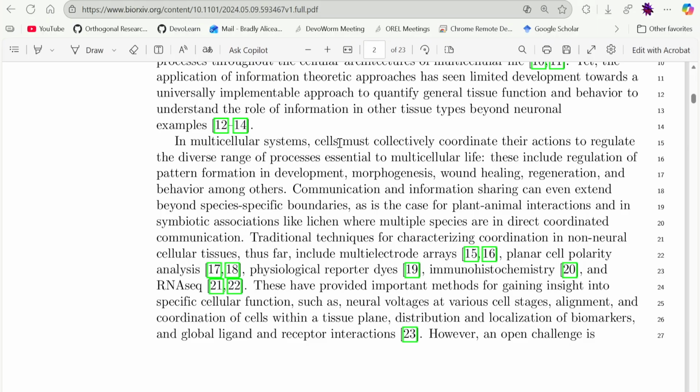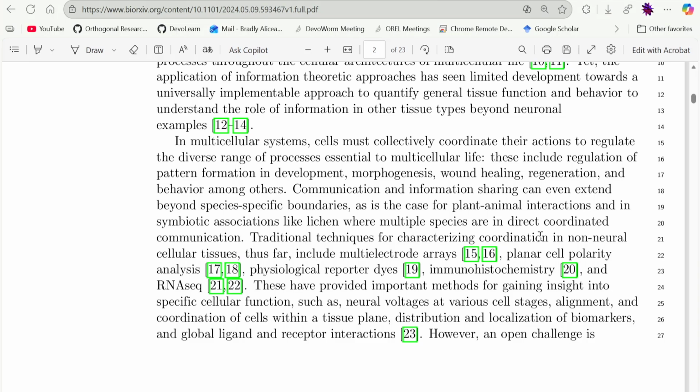So in multicellular systems, cells must collectively coordinate their actions to regulate the diverse range of processes essential to multicellular life. These include regulation of pattern formation and development, morphogenesis, wound healing, regeneration, and behavior. Communication and information sharing can even extend beyond species specific boundaries, as is the case for plant animal interactions, and in symbiotic associations like lichen, where multiple species are in direct coordinated communication.